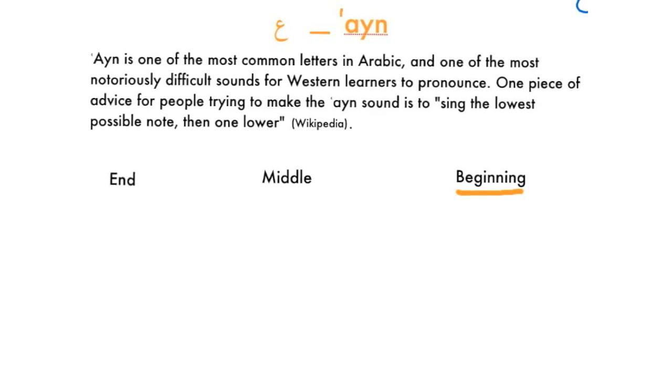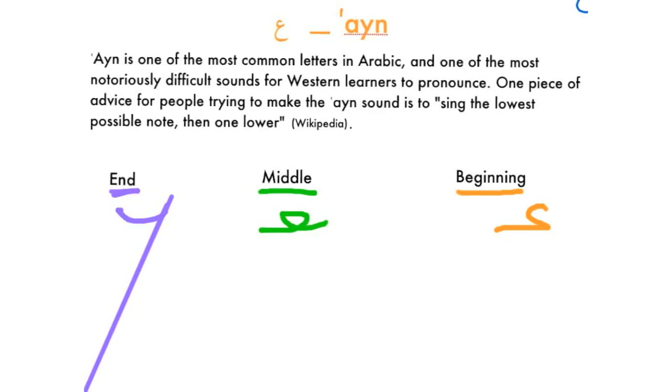Beginning of a word, we write the letter Ain like this, and it connects to the other letter with this line. In the middle, we write it like this. Don't forget the squared shape. And like the letter Ghayn, it connects on both sides with these lines. At the end, in its connected form, we write it like this, and it connects to the previous letter with this line. At the end, in independent form, we write it like this. Notice that the circle in the bottom is bigger than the circle on the top.